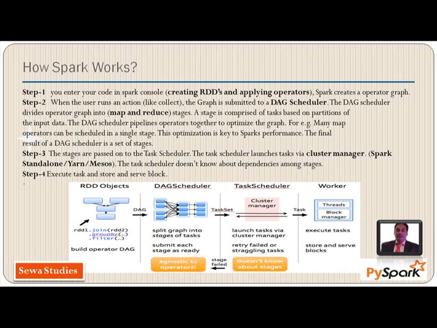And the last module is how Spark works. I have prepared four steps to explain how Spark works. Step 1: you write code in the Spark console, you create any RDD, DataFrame, or Dataset. You can apply any operation such as transformations and actions. These operations will also be covered in the next video: what is a transformation, what is an action, and how many types of transformations and actions there are.